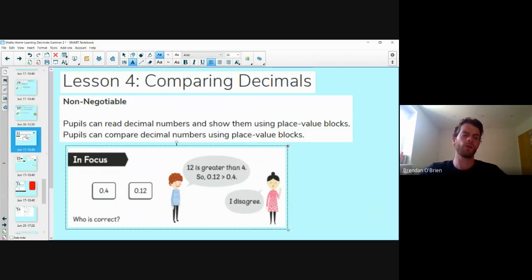Okay, so our in focus task, we've got 2 values here, 0.4 and 0.12. And we've got blue shirt and we've got pink dress. Blue shirt is saying 12 is greater than 4. So 0.12 is greater than 0.4. Pink dress is saying, I disagree. Who is correct? Pause your video and think about who you think is correct. Think about why you think that is correct. And think about how you can show that that is correct.